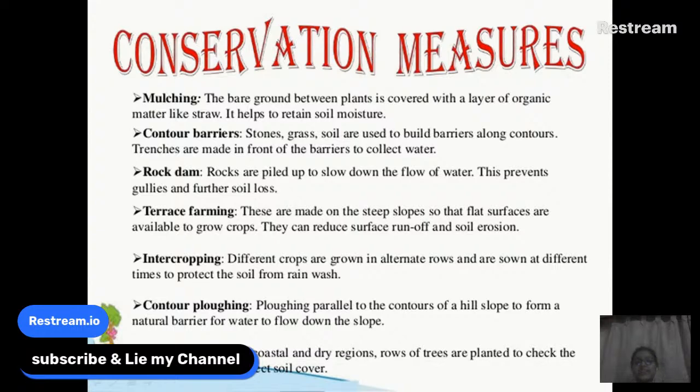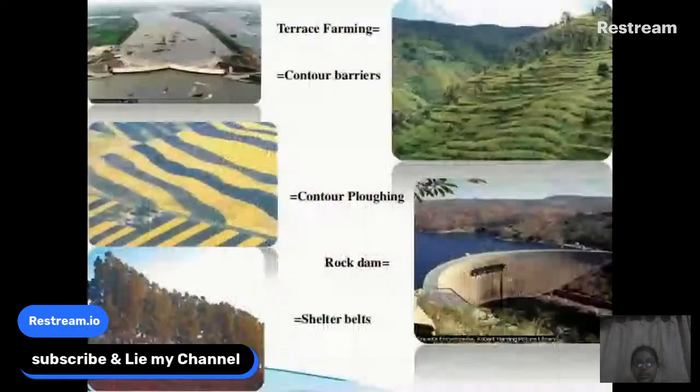After this are the shelter belts, which I was just talking about. Now, what are shelter belts? In coastal and dry regions, rows of trees are planted to check the wind movement and to protect the soil cover. Okay. Now, I think I have some pictures of them after mulching.